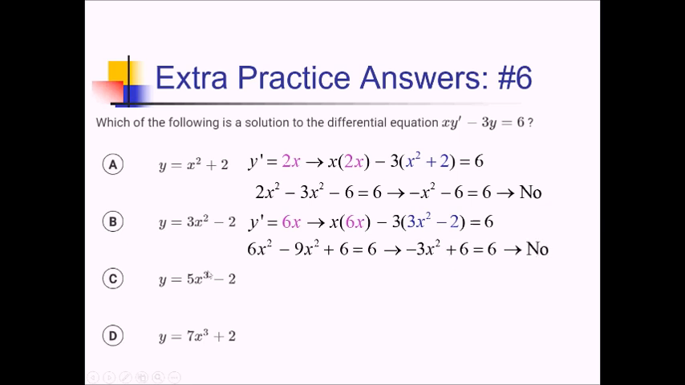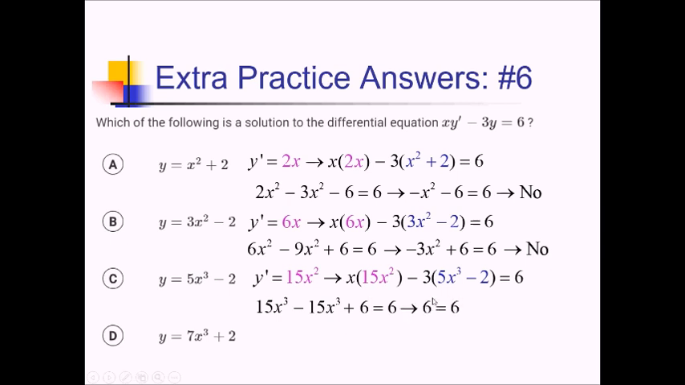And let's keep going. This one, we have a y prime of 15x squared. Plugging that in, we've got x times 15x squared minus 3 times 5x cubed minus 2, all of that equaling 6. So this is 15x cubed minus 15x cubed, so that's a good sign. And we have a plus 6 as well, equaling 6. These 15x cubes are going to cancel out, so we just have 6 equals 6. And that is an emphatically true statement, so this is a yes. So this is probably our answer, but let's just check this last one to be on the safe side.